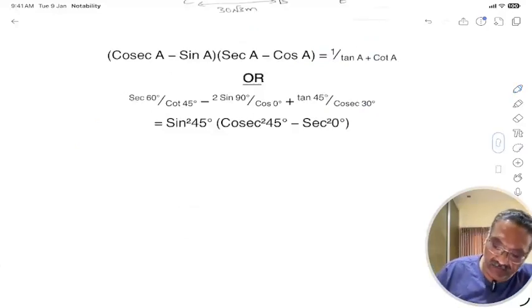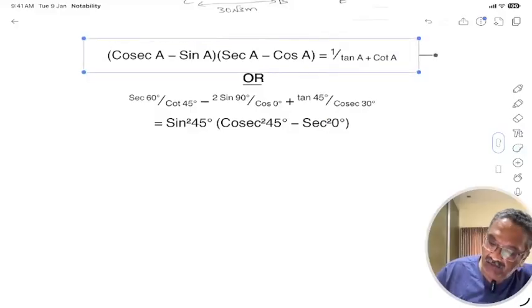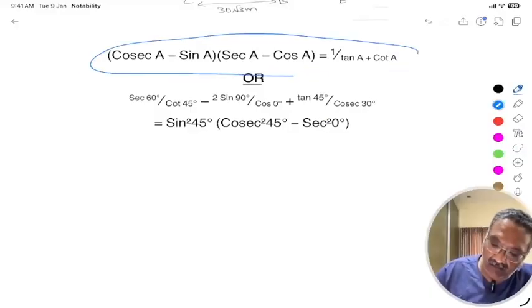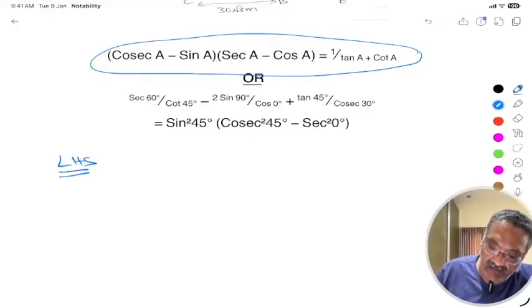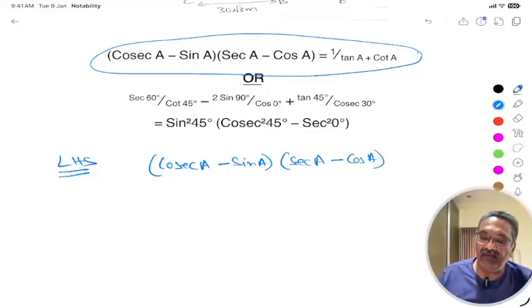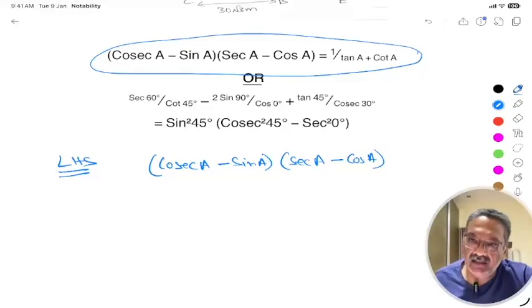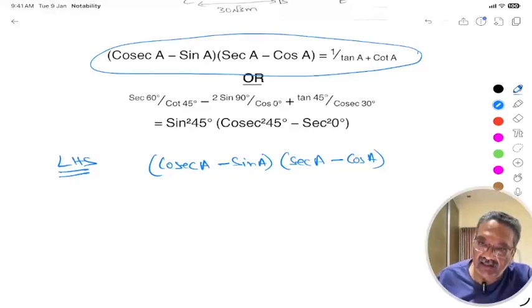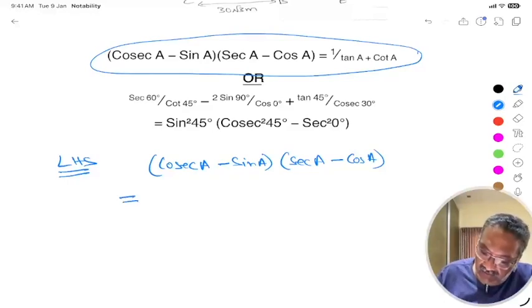Okay, next question. This is the question. First portion we will take. Now LHS, a simple identity. We have cosecant A minus sin A into secant A minus cos A. And the RHS is 1 by tan A plus cot A. First, let us see. We will try to simplify the LHS to a simple term and then take the RHS. So this is equal to, let's multiply.